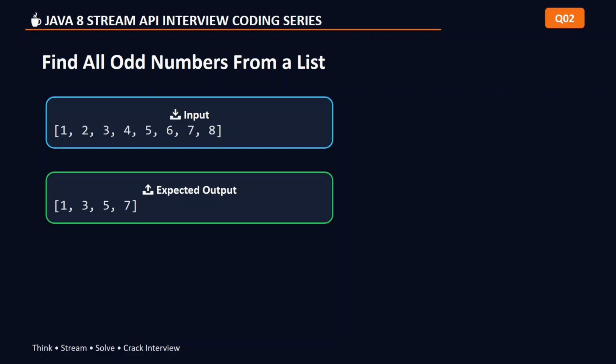So this is the second question of the series. The question is: find all odd numbers from the given list using Java 8 Stream API. The input is 1, 2, 3, 4, 5, 6, 7, 8 and the expected output is 1, 3, 5, 7. Before we jump into the coding part, let's first understand the thinking approach before the solution. Once the logic is clear, writing the Stream API code in IntelliJ IDEA becomes very easy. So let's first see the thinking approach.